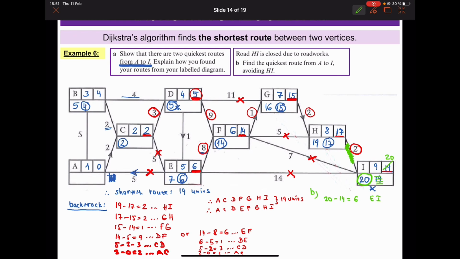Now I am at E, so I am here, and from E I can go to D, because 6 minus 1 is equal to 5, so that will give me DE. And then from D I can get to C, so 5 minus 3 equals 2, so that's CD, and then 2 minus 2 is 0, what is AC? So the route that I would get, the shortest one if HI is closed, would be A to C to D to E and then to I. And that would be 20 units long.